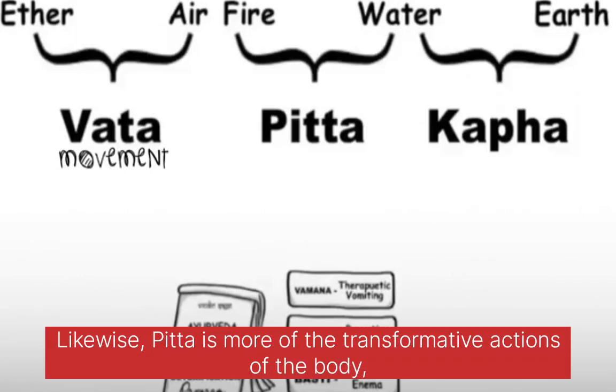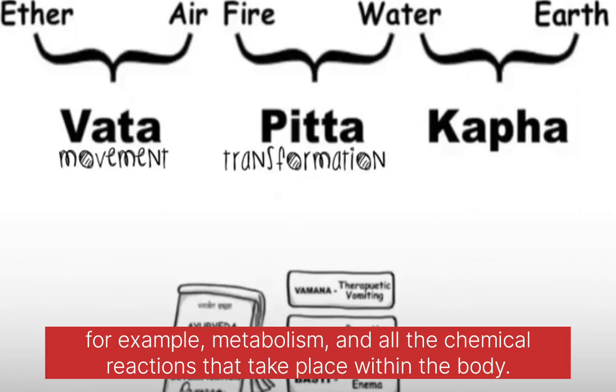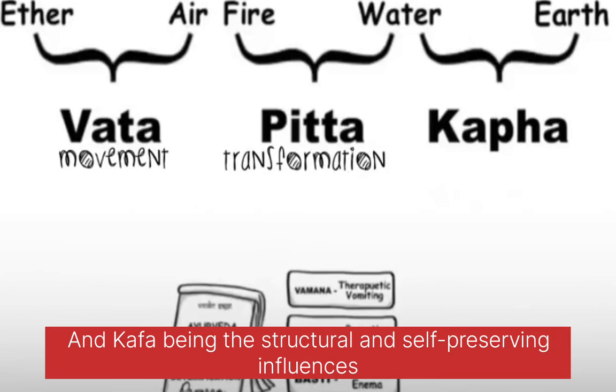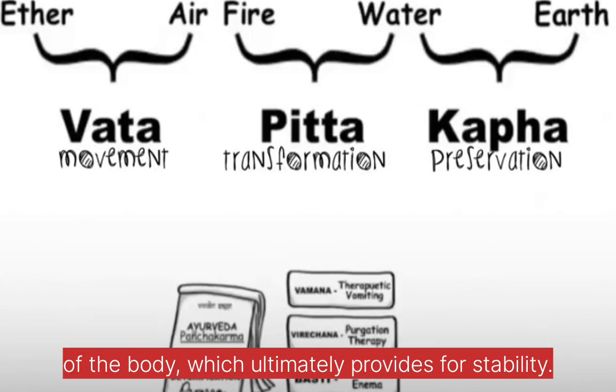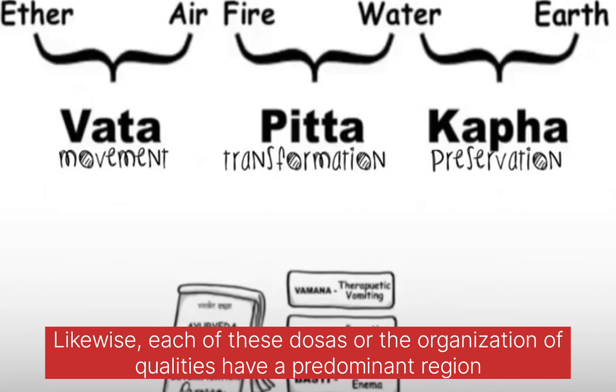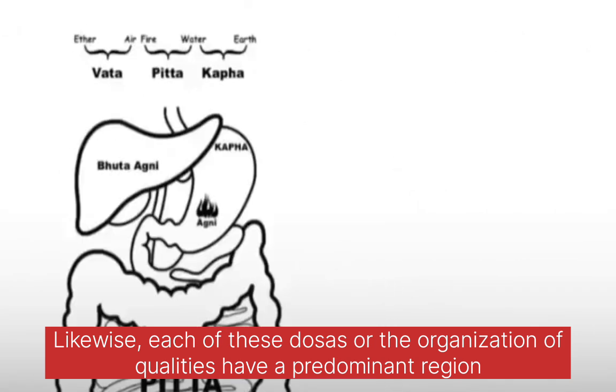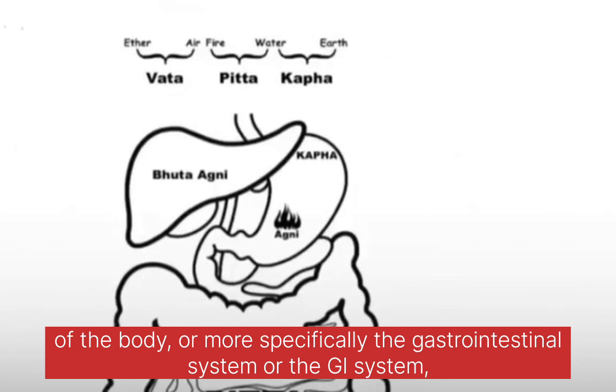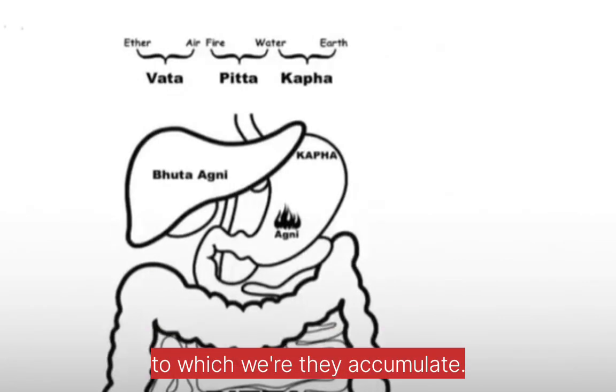Likewise, Pitta is more of the transformative actions of the body, for example, metabolism and all the chemical reactions that take place within the body. And Kapha being the structural and self-preserving influences of the body, which ultimately provides for stability. Likewise, each of these doshas, or the organization of qualities, have a predominant region of the body, or more specifically the gastrointestinal system or the GI system, to where they accumulate.